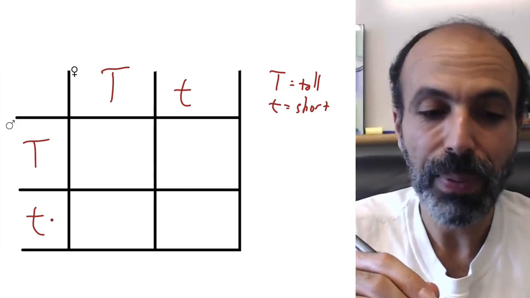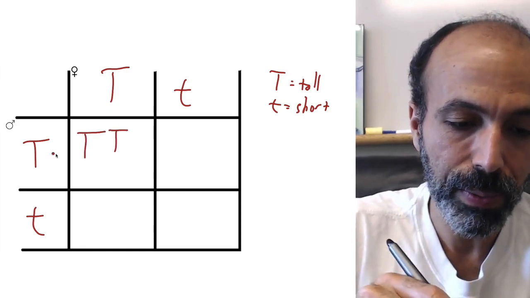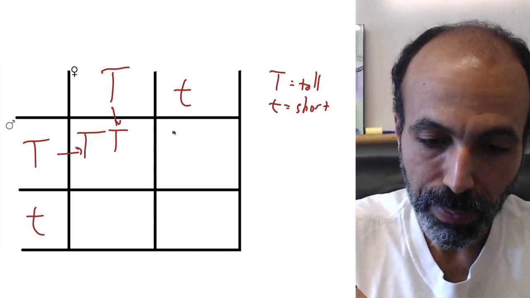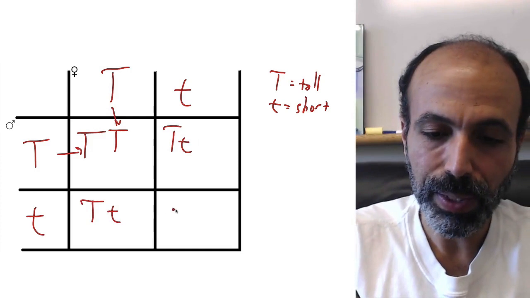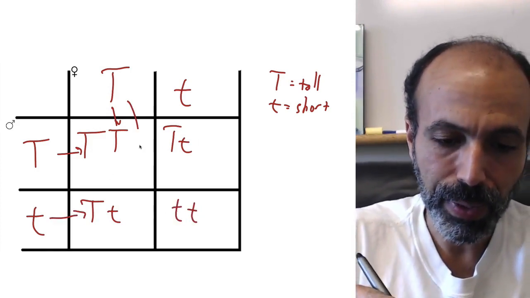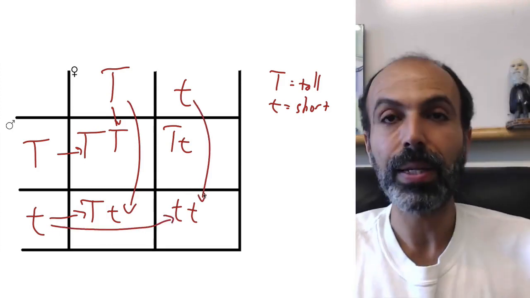Well, there's a lot of possibilities. We could get big T, so this is big T coming from dad, big T coming from mom. We could get big T, little t. We could get big T, little t, and we could get little t. So in this case, this is little t from dad, big T from mom, or in this case, this is little t from dad, little t from mom, etc.